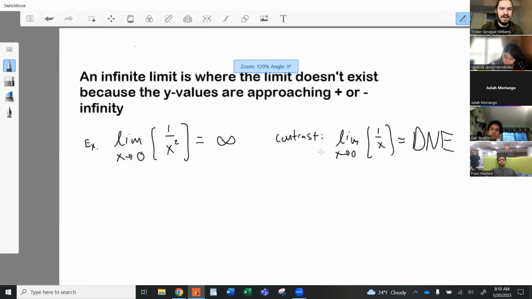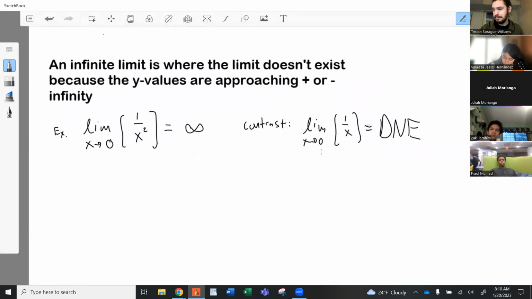Oops, sorry. Every time I touch the mouse, I'm in danger of accidentally zooming in. That was what happened there. Sorry. Okay. Let's look at a couple other examples.